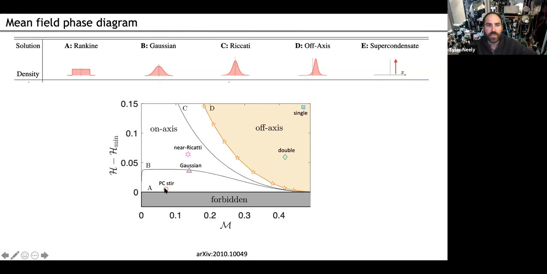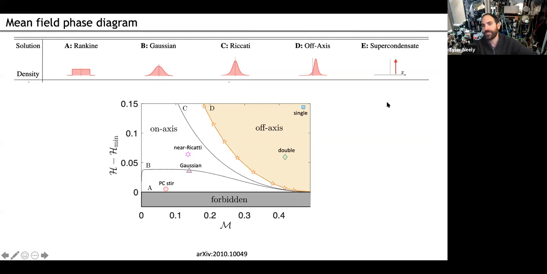Certainly realizing the Rankine state, really close to the Gaussian state, approaching that Riccati state, which is the line C here. D is the transition to off-axis, and you can see our non-equilibrium double staircase ends up in that region. And then the single cluster case, where we had a relatively high energy and high angular momentum cluster, is also within that off-axis space of the system. What about the supercondensate? Well, that's not really something that's possible with the physical BEC system, given the finite core size.